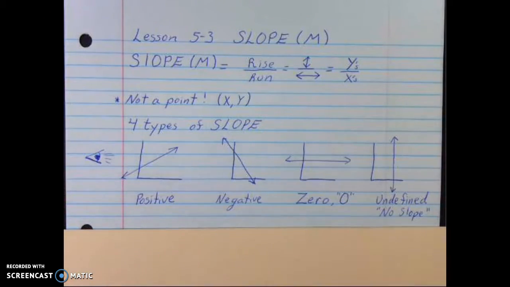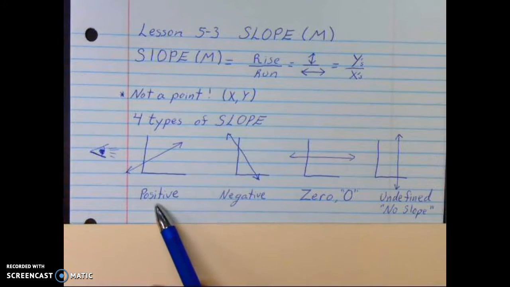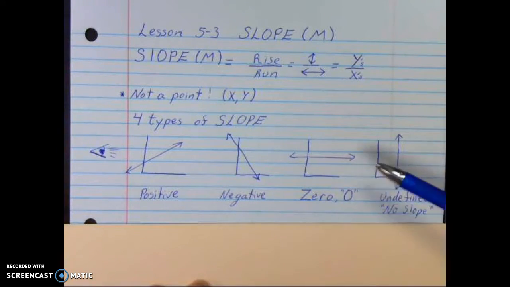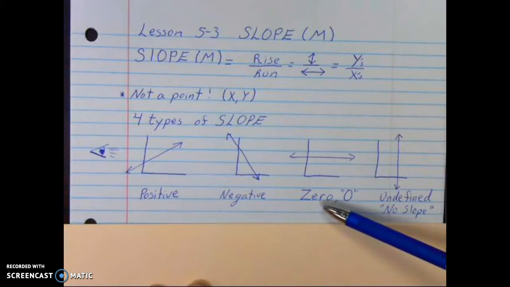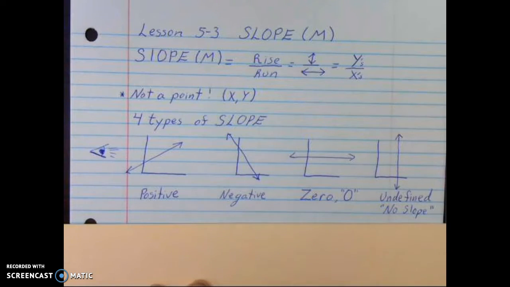Now, there are four types of slope. So we have positive slope, negative slope. If it's a flat line or a horizontal line, it's called zero slope. You can put 0. But if it's a vertical line or up and down, it's called undefined or no slope. No slope is not the same as 0, and a lot of people mess this up.